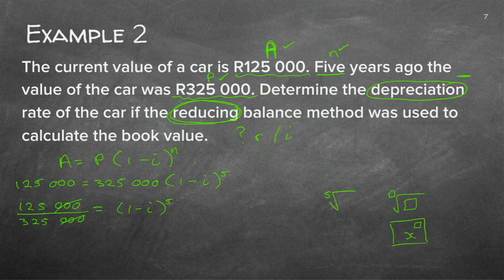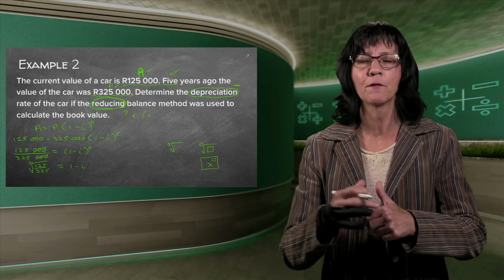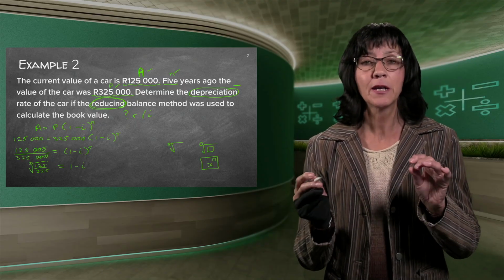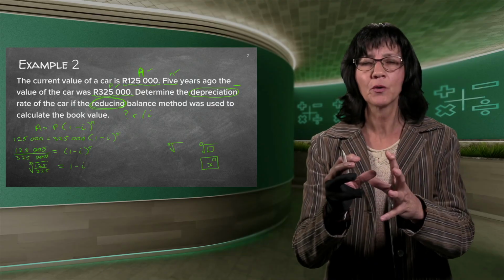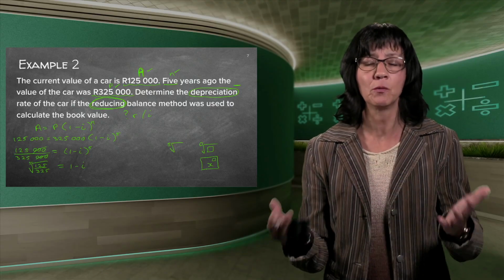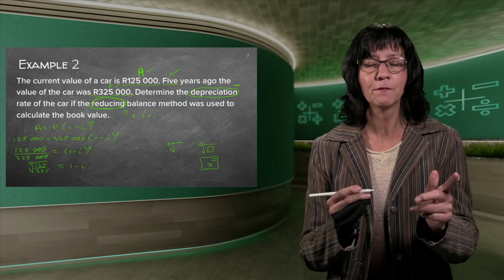Oh, I'm not done yet. I'm going to just write it down. 1 minus I is the 5th root of 125 over 325. Now let me just stop here quickly. You remember previously I said don't work this out on your calculator and then start to fiddle with the 1 and the minus I. Make sure that you've got the I all alone first. The minute you start working with your calculator, you're going to tend to round off and then you will not have the right answer. So I'm first going to get the I all alone, but can you see there's a minus in front of the I?